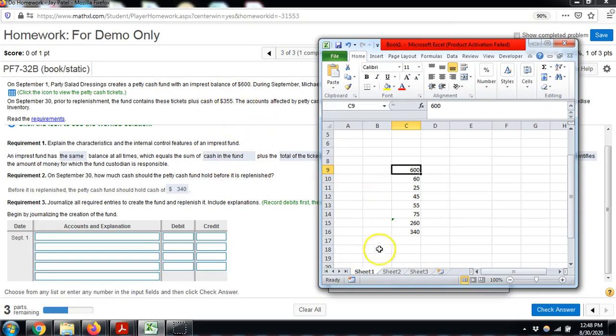So how do we replenish the fund, taking into account that discrepancy, and get the fund balance up to $600? The first thing we're going to do is determine the actual cash we need to get to $600. So we have $355 and we need to get to 600. So 600 minus 355 is $245. So we're going to need to add $245 to our imprest fund.